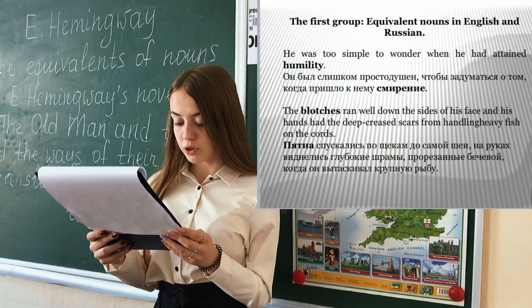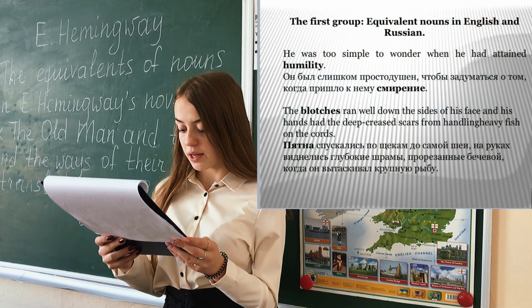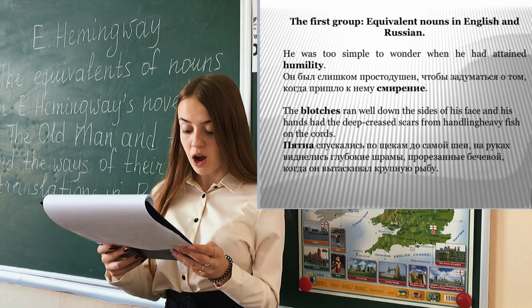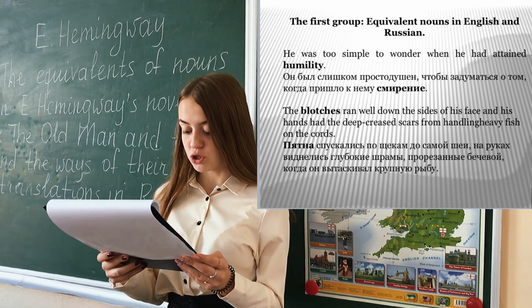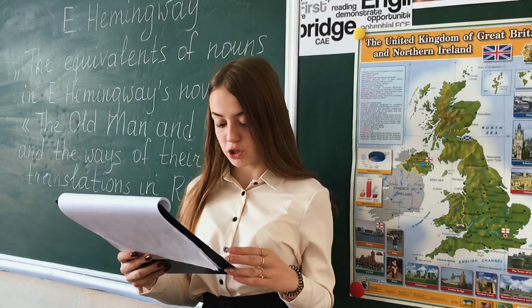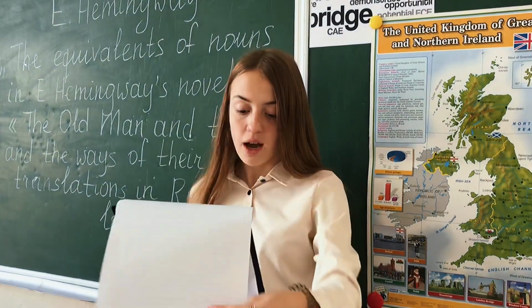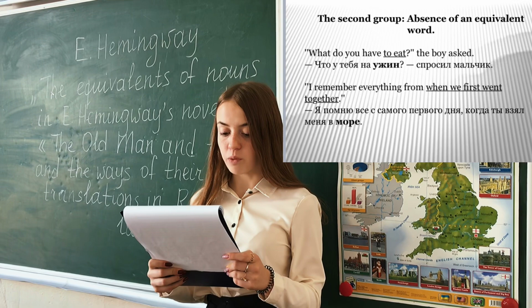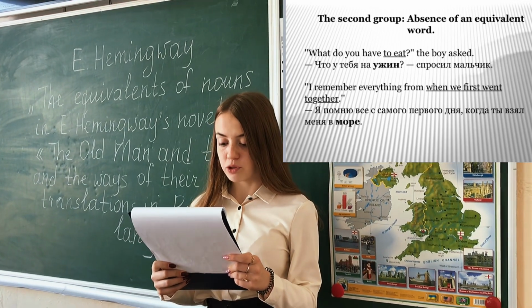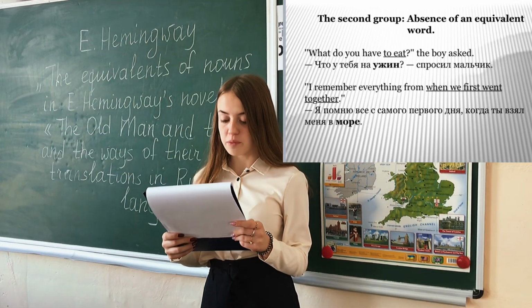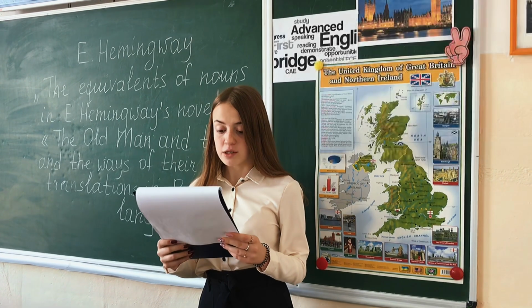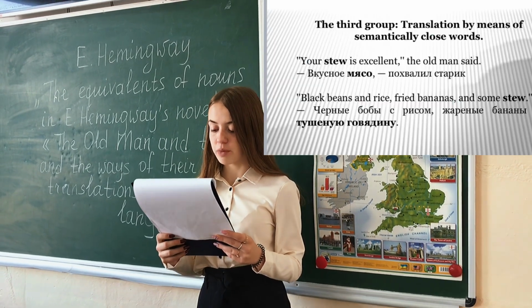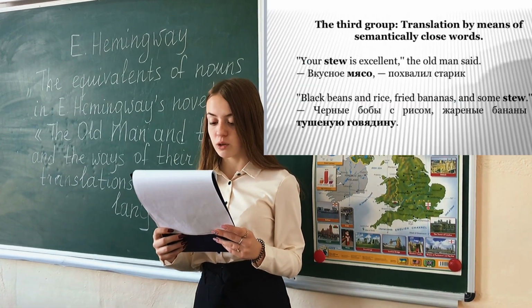He was too simple to wonder when he had attained humility. Он был слишком простодушен, чтобы задуматься о том, когда пришло к нему смирение. The second group, absence of an equivalent word. What do you have to eat? the boy asked. Что у тебя на ужин? Спросил мальчик.